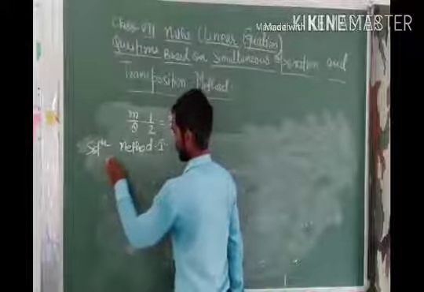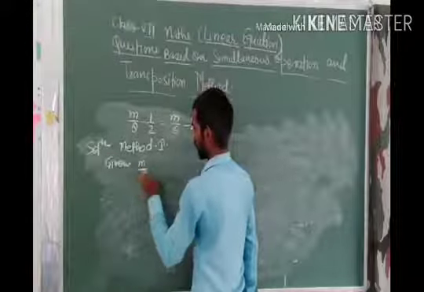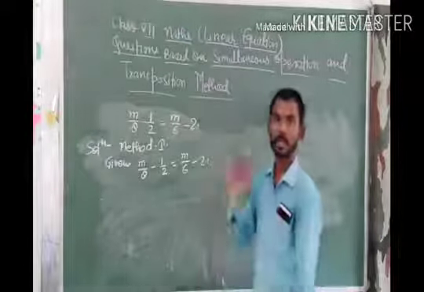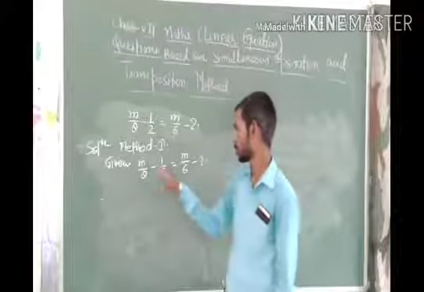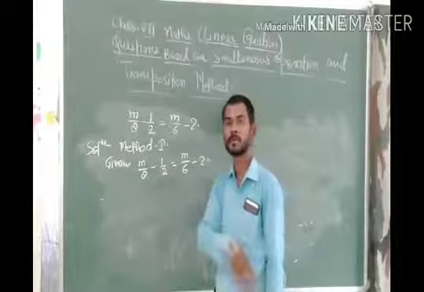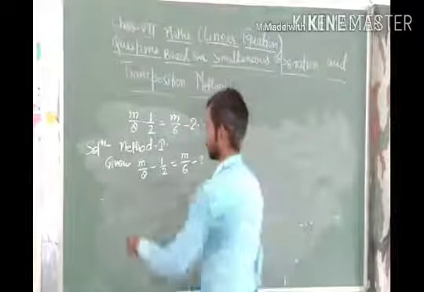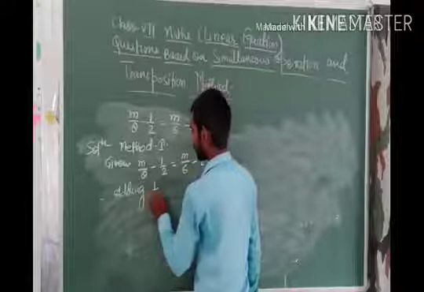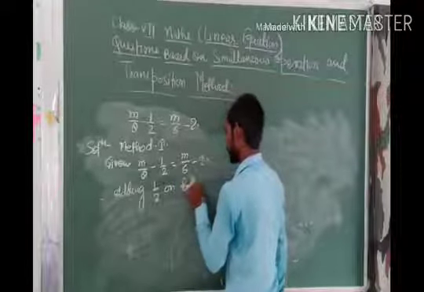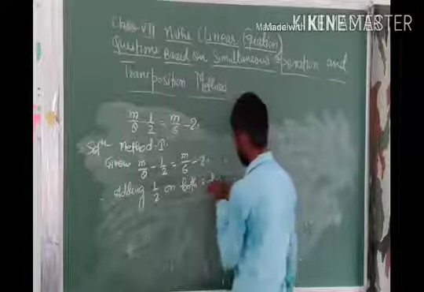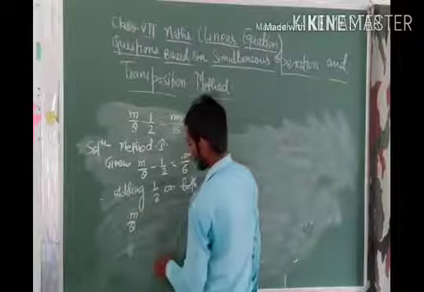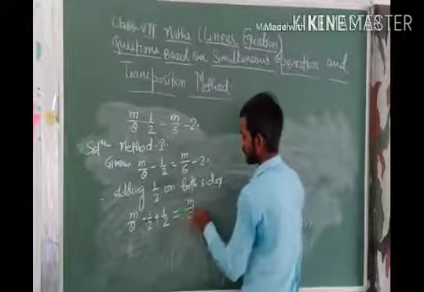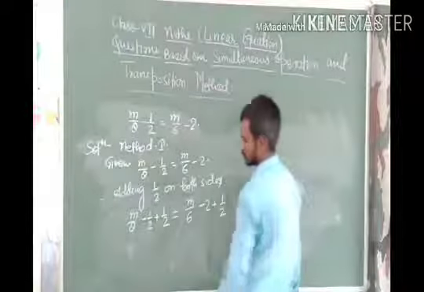So given m upon 8 minus 1 upon 2 is equal to m upon 6 minus 2. This is the given equation. Now, in order to remove minus 1 upon 2, we have to add 1 upon 2 on both sides. We get m upon 8 minus 1 upon 2 plus 1 upon 2 is equal to m upon 6 minus 2 plus 1 upon 2.